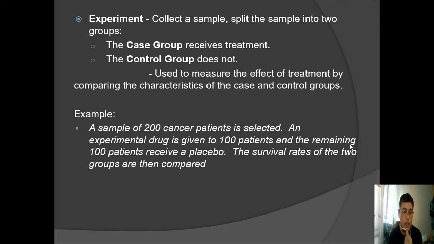the control groups. Example, a sample of 200 cancer patients is selected. An experimental drug is given to 100 patients and the remaining 100 patients receive a placebo. So the survival rates of the two groups are then compared. So that's an example of experiment.